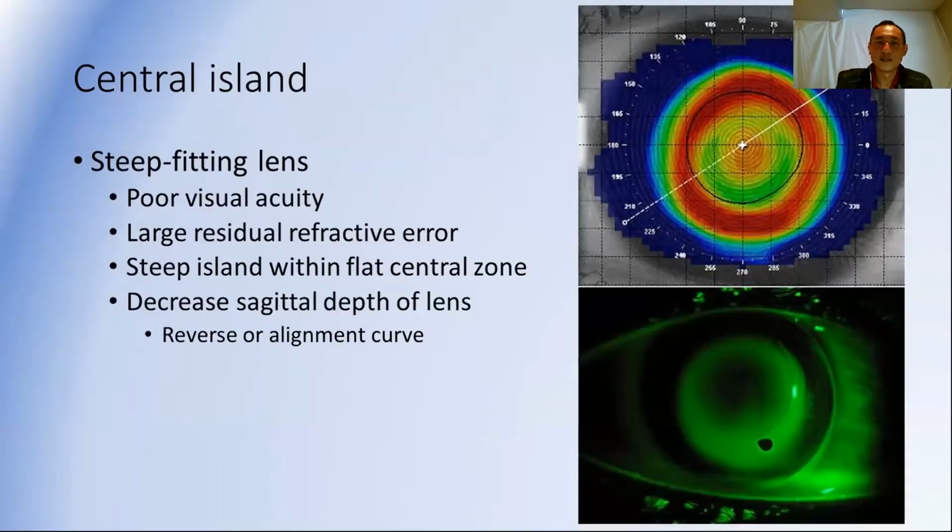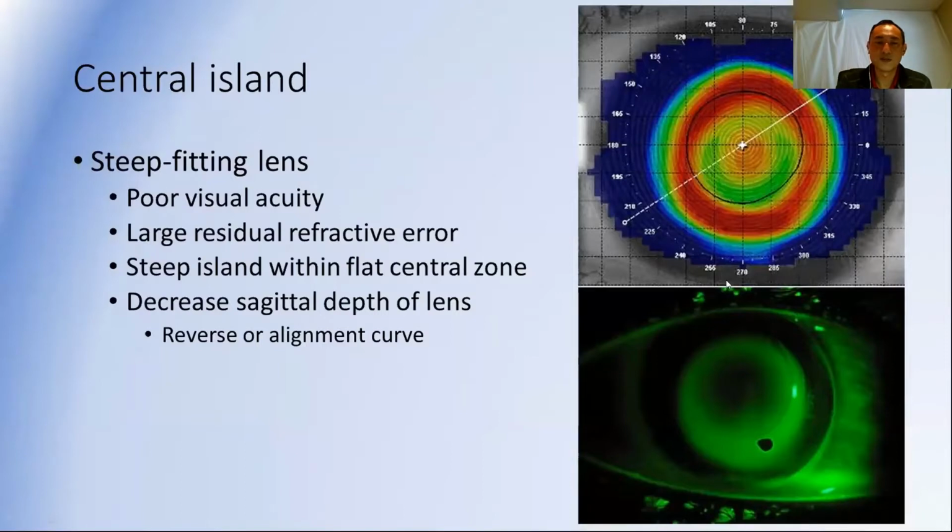If you have a lens that's too steep, you might also have a central island that develops, where you have vaulting. You see this one doesn't have a really good treatment zone here. It's a little bit too steep, or a little bit too much sagittal depth, so the lens is not close enough to the cornea, and you're not getting good flattening centrally. So in that case, you usually want to flatten the reverse curve to get that lens to sit closer to the cornea centrally.